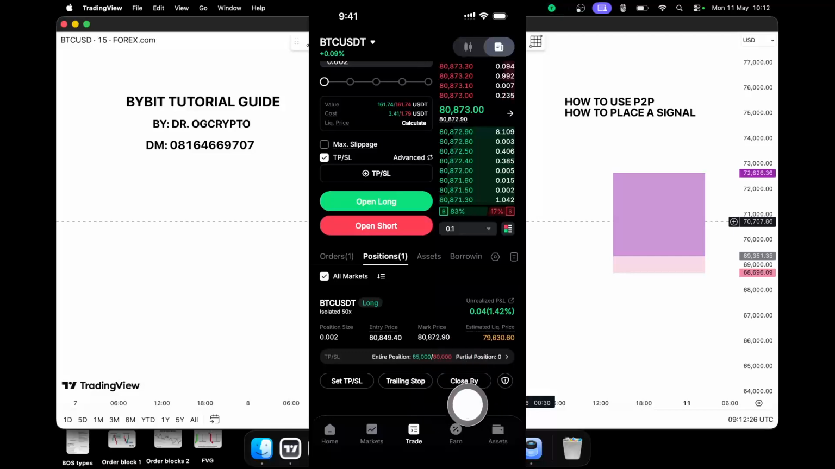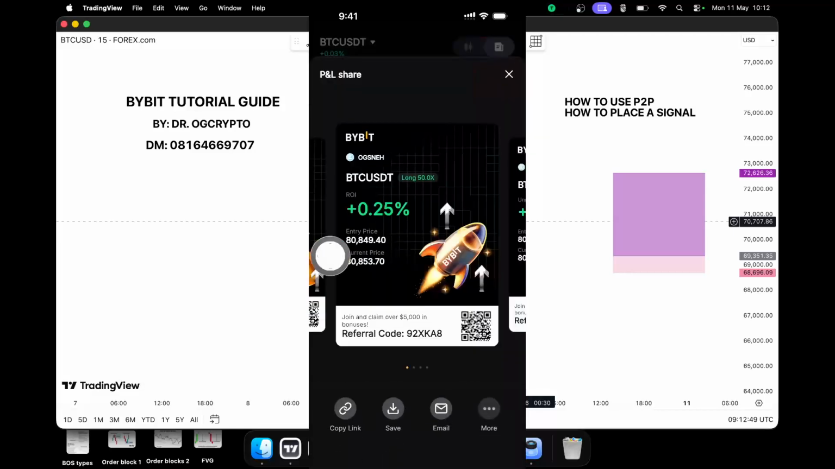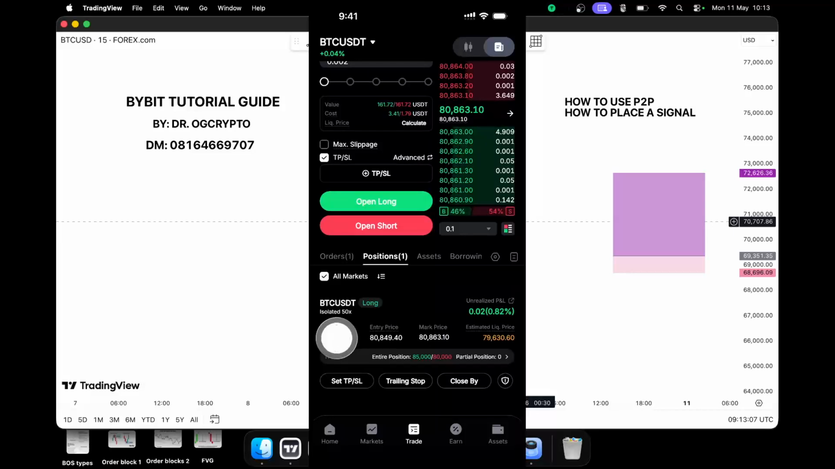Now, what does this close by mean? Let's say I want to close just 25% of my trade, or maybe 100% of my trade. You understand? So I enter this trade now. I'm already in profit and I want to share my PNL so that people will see that I'm making money. So you come to this small arrow that you are seeing here and click on it. It's telling you this is my BTC USDT trade, I used 50x, and I've made 0.25% by longing from 80,849 to 80,853. You understand? Then I can save. You see it in your gallery, then you can go and post anywhere you want.